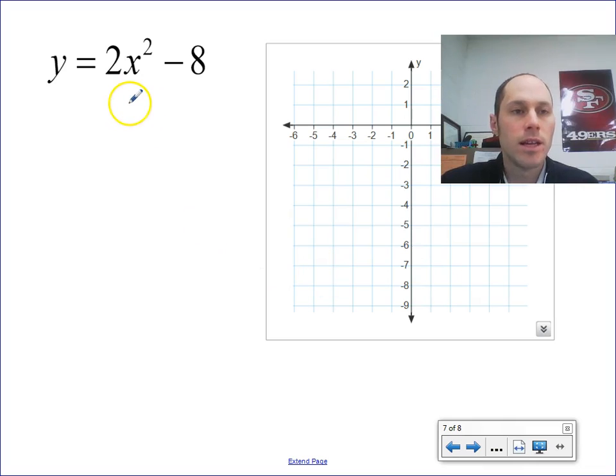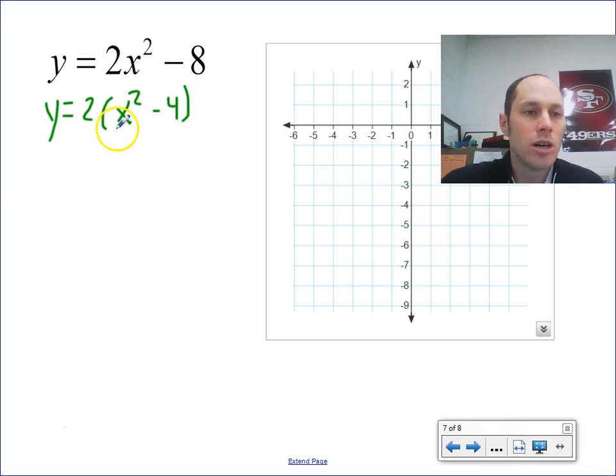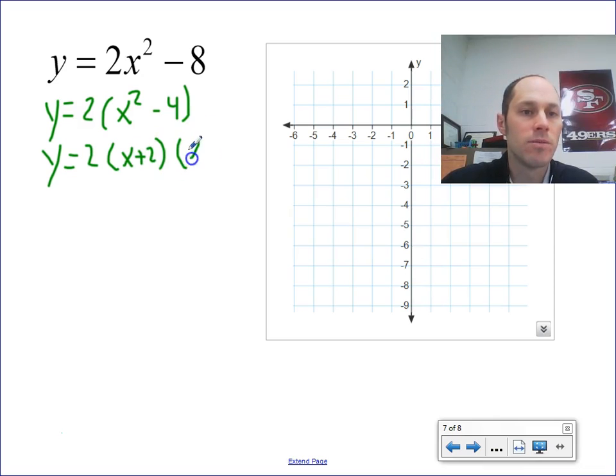All right, this is in standard form. Let's say we wanted to change it into intercept form to help us find our intercepts very quickly. Well, I see I've got a GCF of 2. So let's factor out the 2, and we're left with x squared minus 4. Two terms, so let's factor it down, difference of perfect squares. So it'd be x plus 2 times x minus 2.